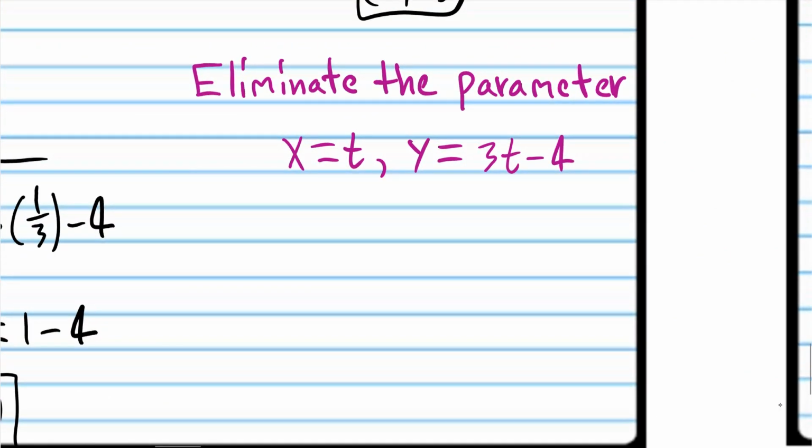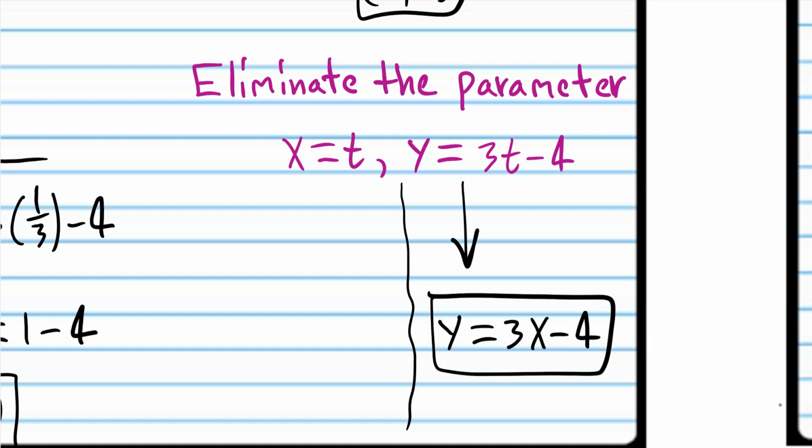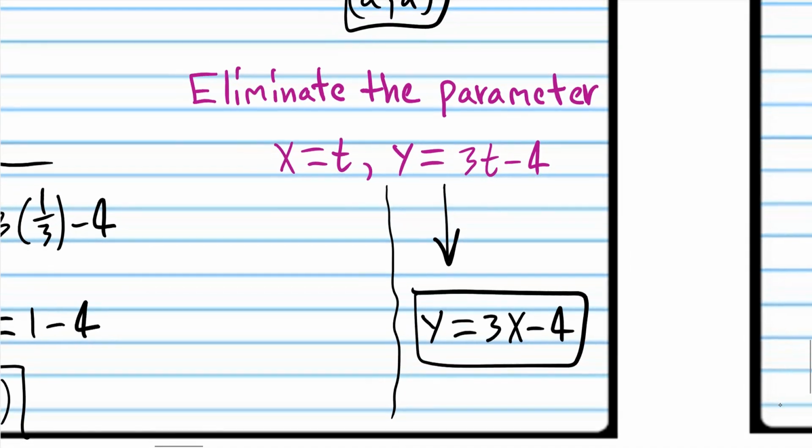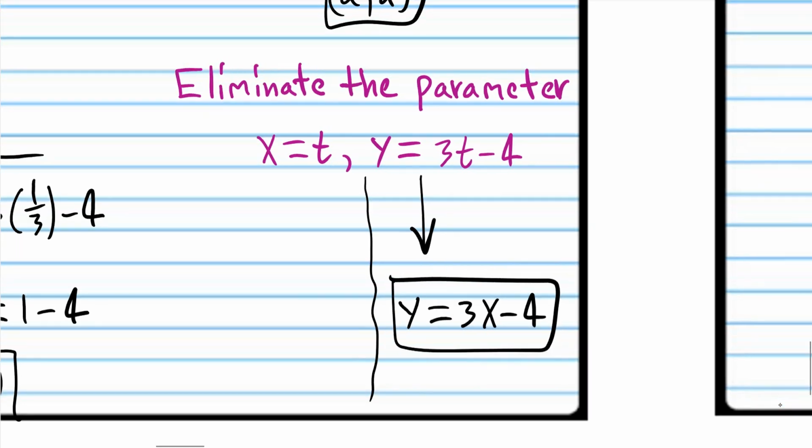So now we're going to eliminate the parameter. We're going to start with the equation where it's easiest to isolate t, and obviously that's this equation because t is already isolated. So we're going to take this equation and rewrite it, but instead of t, we're going to write x, and there you go. So we eliminated the parameter. We had x based on t, and we had y based on t, but now there is no t. It's just x's and y's. That's what it means to eliminate the parameter.